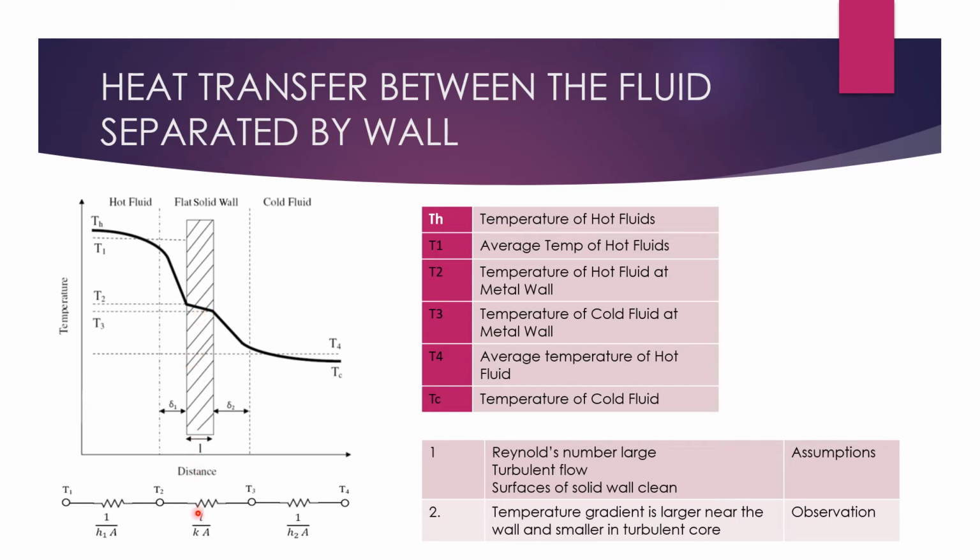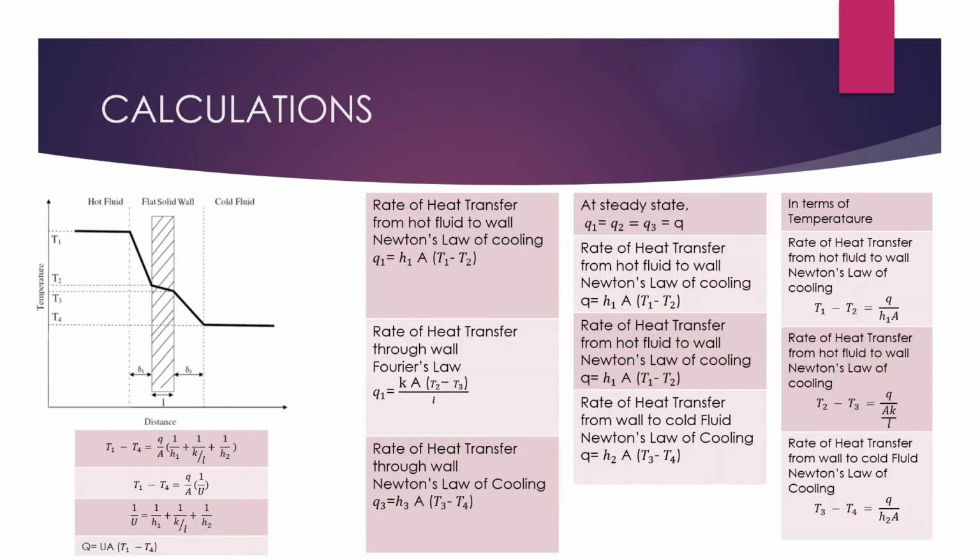So the resistance to the heat transfer will be indicated as L upon KA, and the heat transfer between the flat solid wall and the cold fluid will take place by convection. So the resistance to the heat transfer will be indicated as 1 upon H2A. These are the notations that I have already explained to you. Now we will move to the next slide.